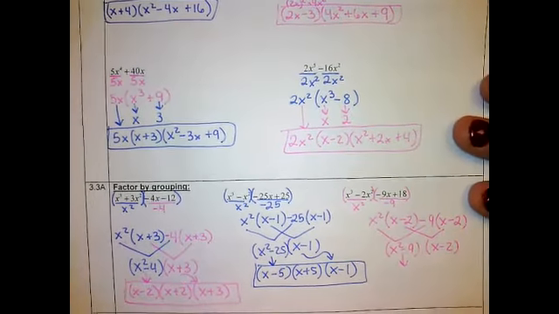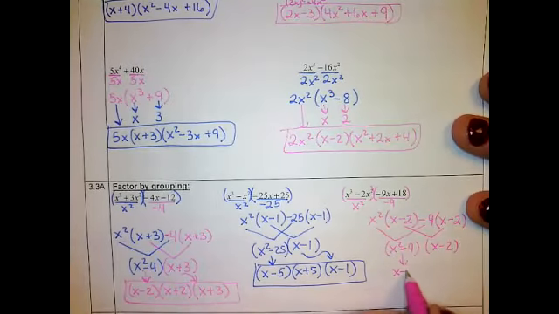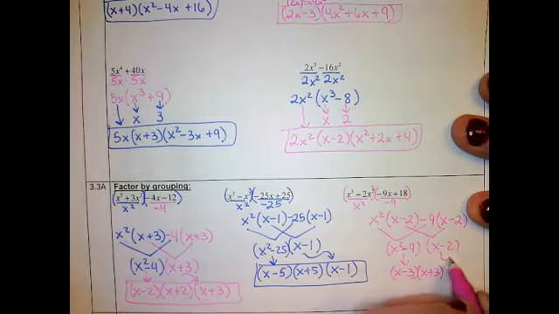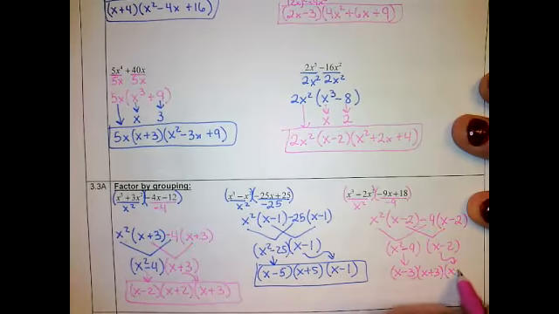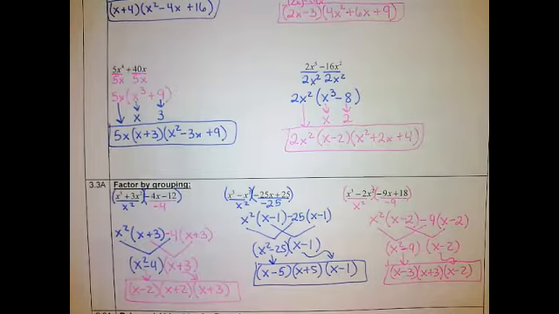So x squared minus 9 is a difference of squares, which means that breaks down to x minus 3 times x plus 3. And then I still have that x minus 2 that I can't do anything with. The most important thing is to make sure you can't factor these things anymore.